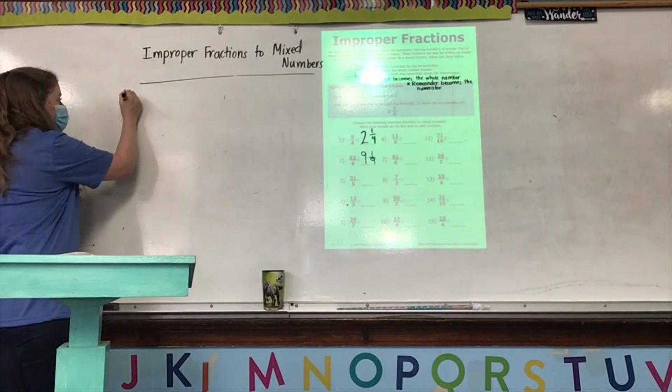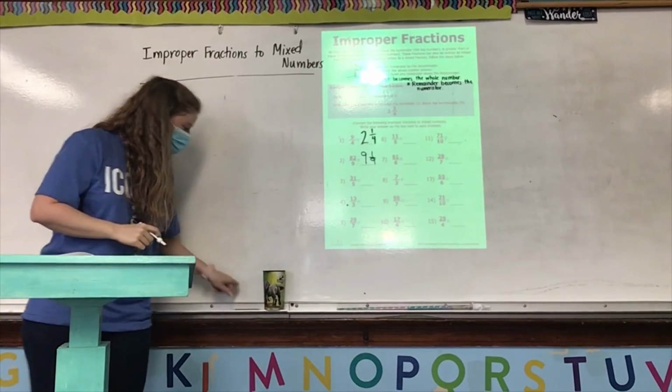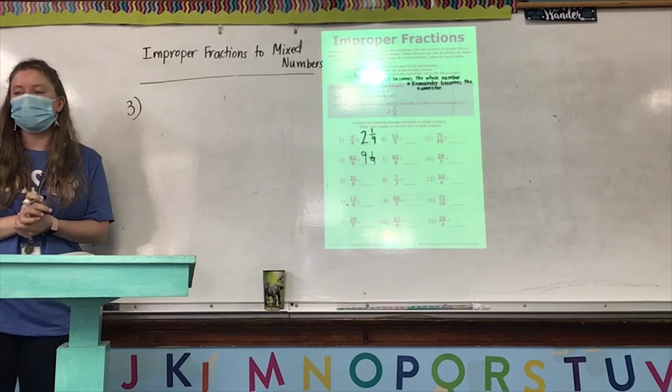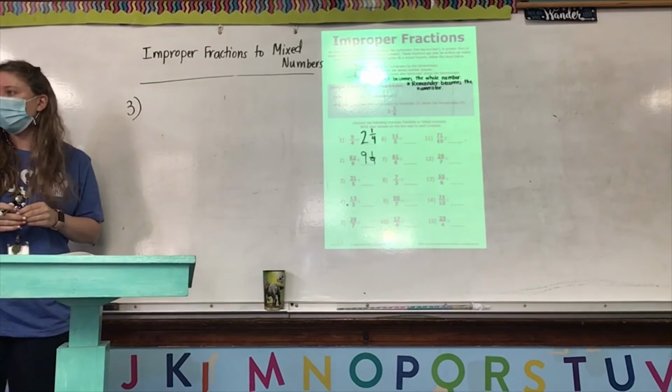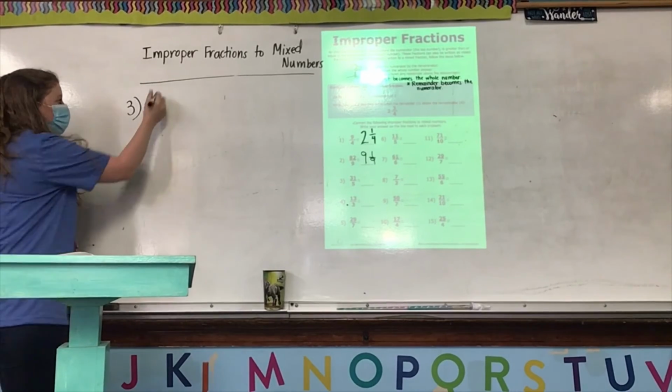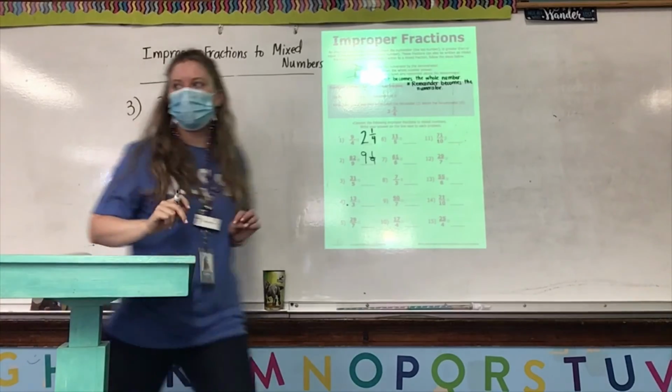Number 3. Mason, what is our improper fraction on number 3? 31 fifths. Step 1.